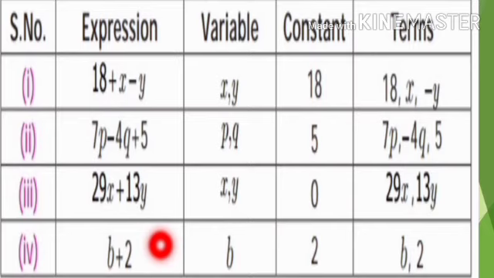Here in the last expression, b plus 2, the letter b is a variable and the number 2 is a constant, and here b and 2 are the two terms.